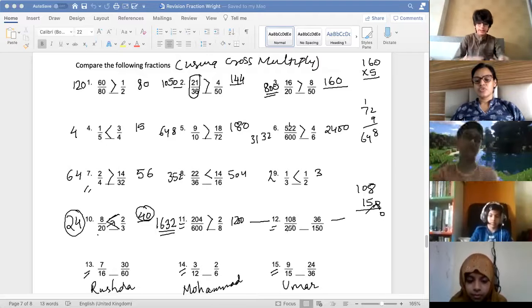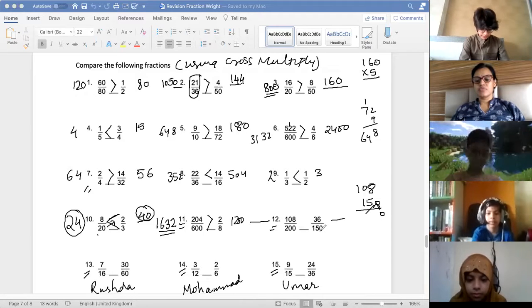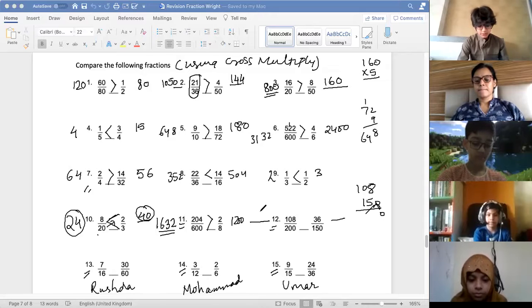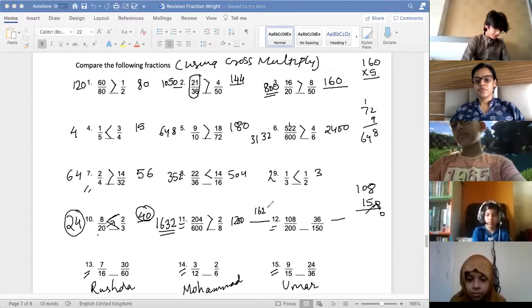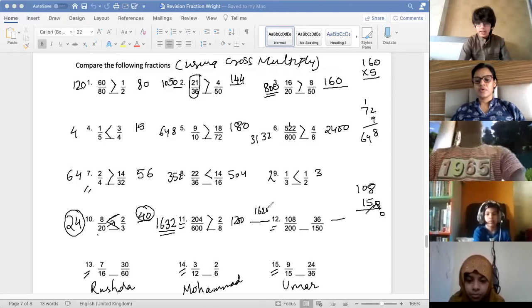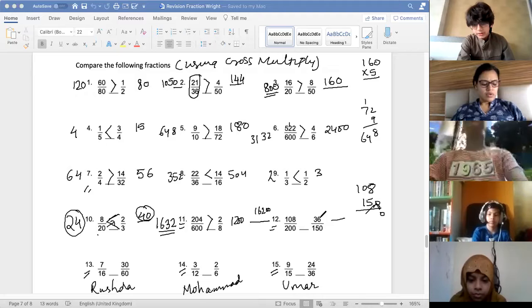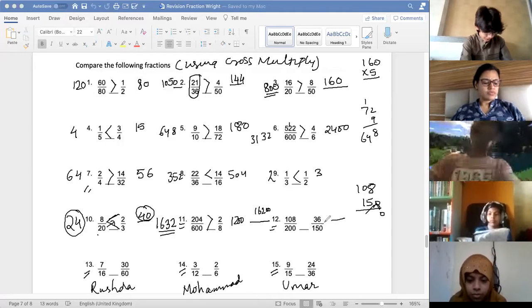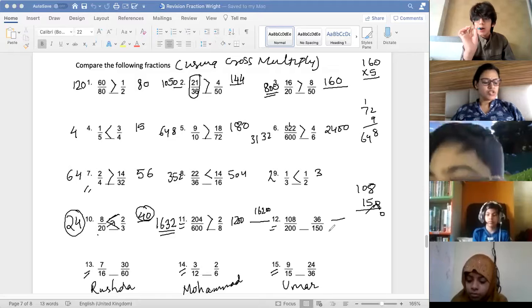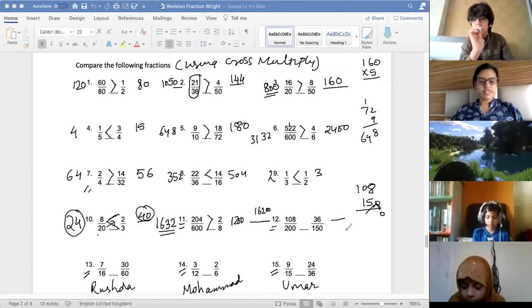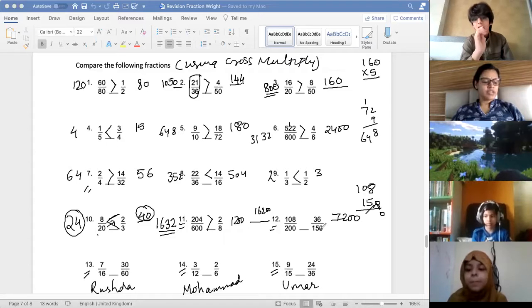108 into 150 is equal to 16,200. So we will add 108 upon 200. We will add this, it is 16,200. And 36 into 200 is equal to 7,200. 36 into 200 is 7,200.